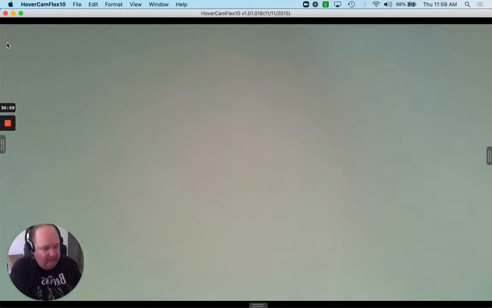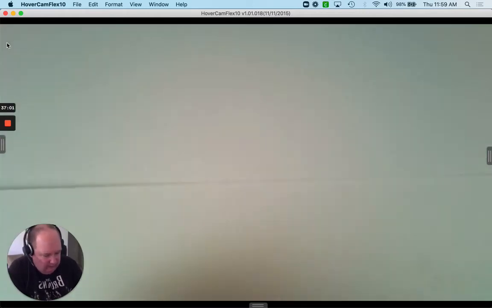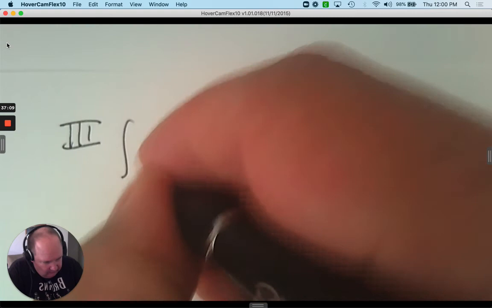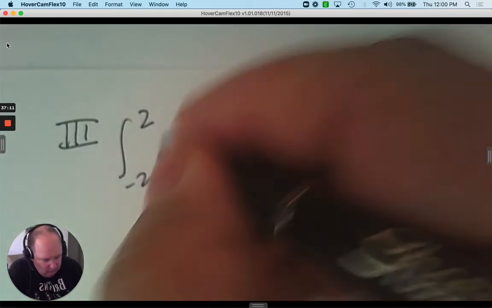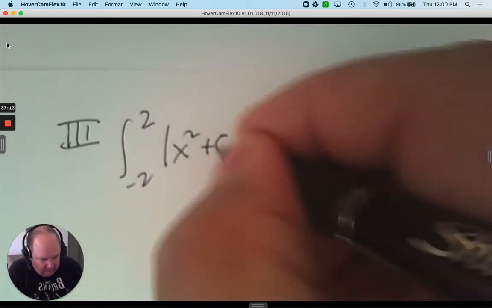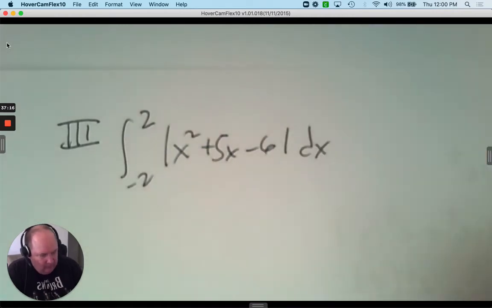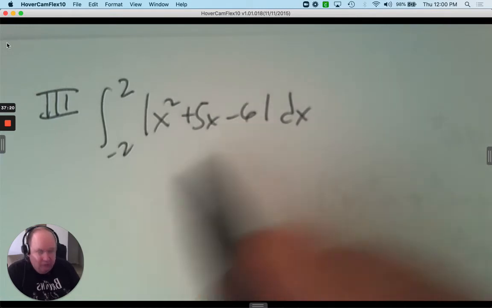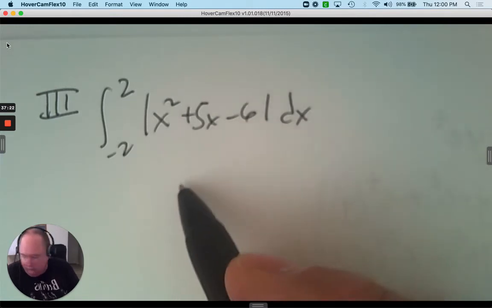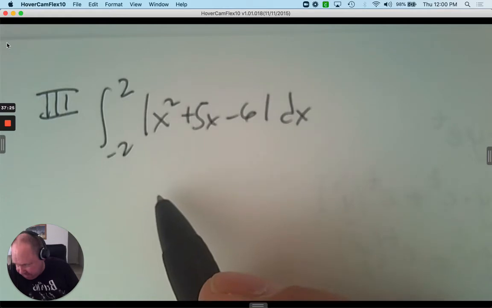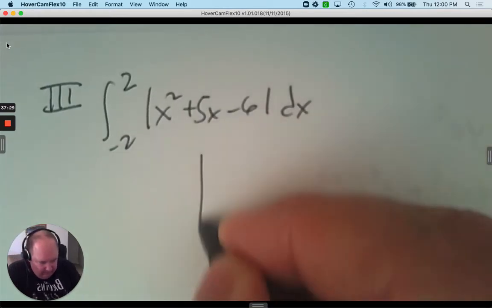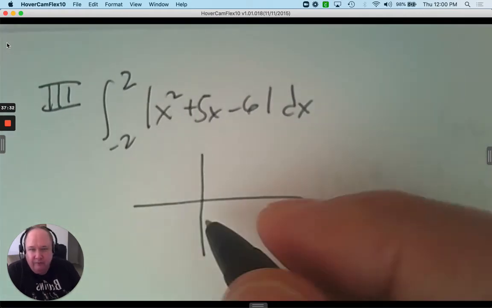Okay, let's look at example number 3, part 3. So for number 3, you're integrating from negative 2 to 2, x squared plus 5x minus 6. So now when you plug in negative 2, you do need the absolute value bars. Do I need to graph this? And is it going to be 2 different situations to set up? So let's graph it so I can have a better understanding of it. So I'm going to graph from negative 2 to positive 2.